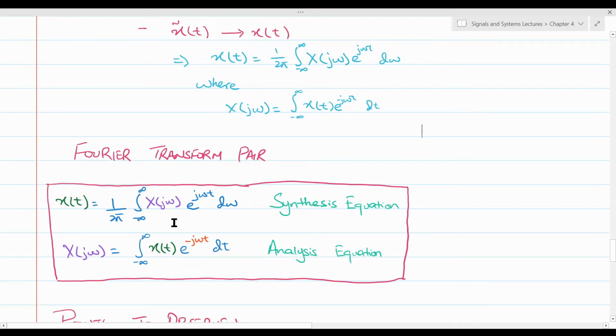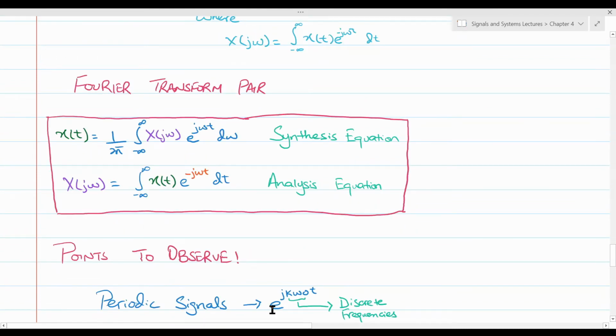From these equations, we can observe that the aperiodic signal x(t) can be represented in the form of complex exponentials, where the weight of these complex exponentials can be identified by the analysis equation. There are important points to observe here.